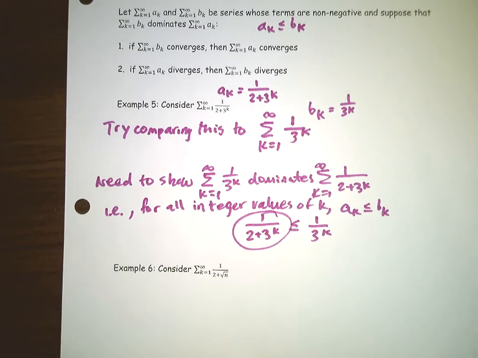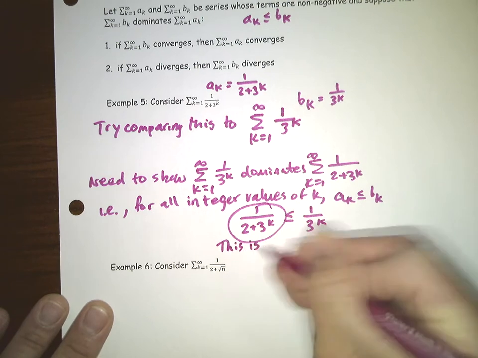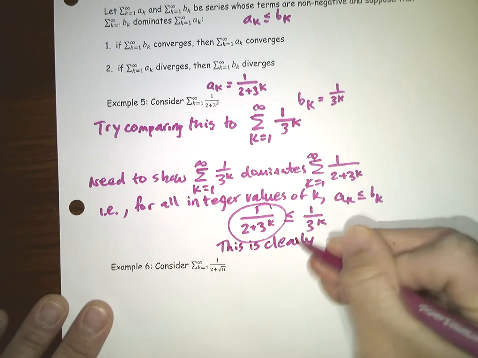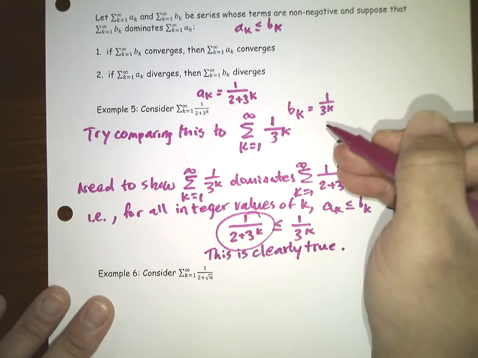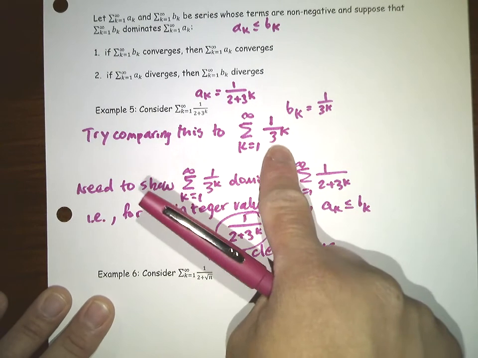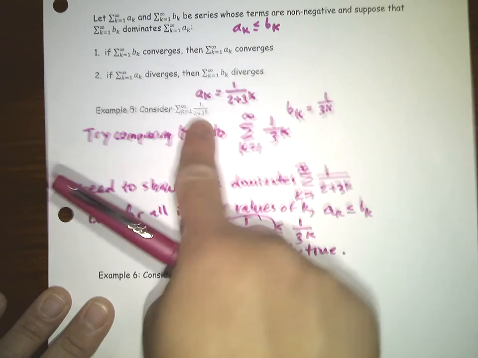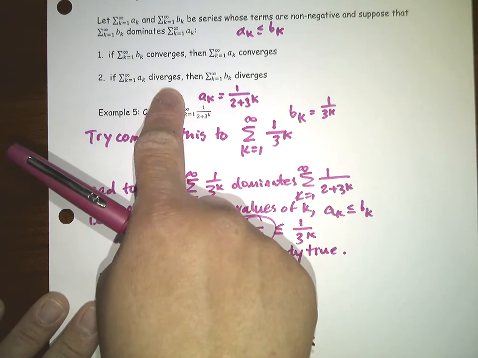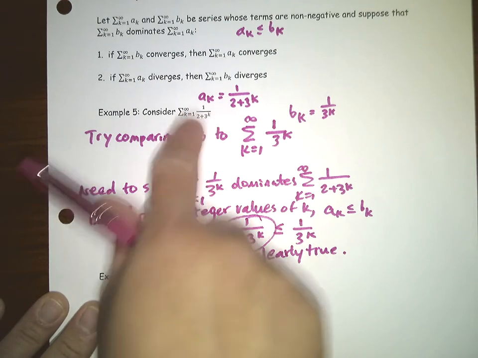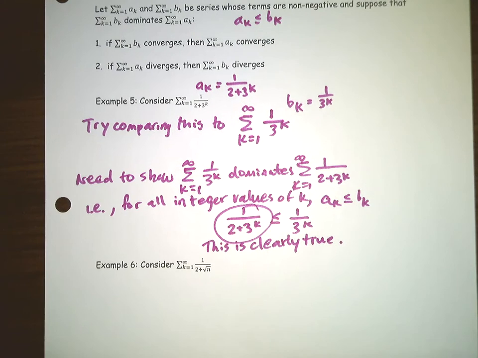So therefore this is clearly true. So now I just need to show whether this b_k converges or not, because if it does, then the original series a_k converges. But if I can't show that, then I need to show that this just diverges, all right? So just keep that in mind, that this is what I'm trying to do.